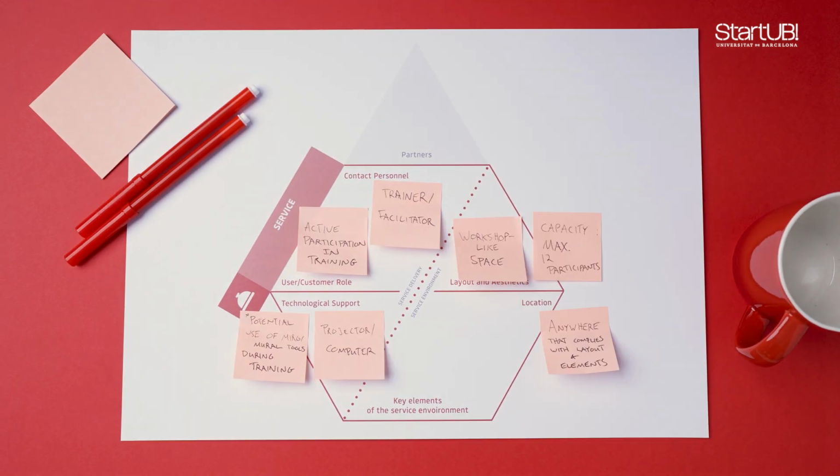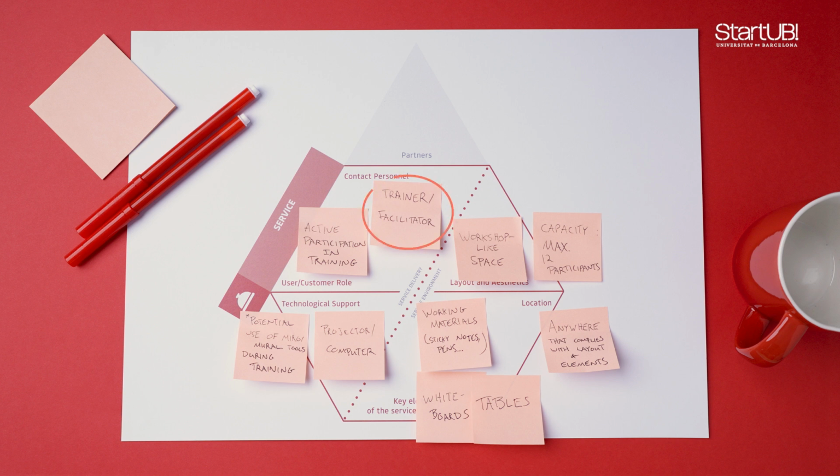In terms of the service delivery, the contact personnel will be the trainer facilitator, and it will also require active participation from the attendants. Regarding technological support, online platforms such as Mural could be used, and a projector computer will be needed to display the training. Regarding the service environment, the training can be delivered anywhere if the service elements are available, and we envision it to be delivered in a workshop-like space with a capacity of maximum 12 participants. In terms of the elements necessary, we require table seating, whiteboards or wall space, and working materials such as sticky notes, pens, voting dots, templates, and cards.